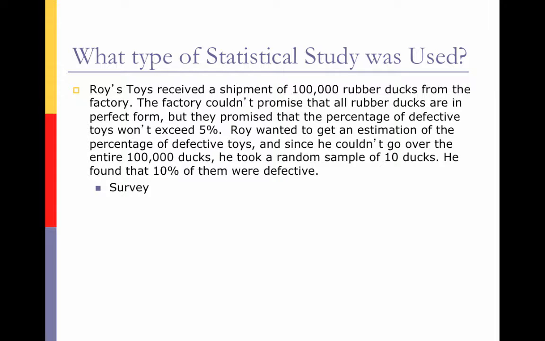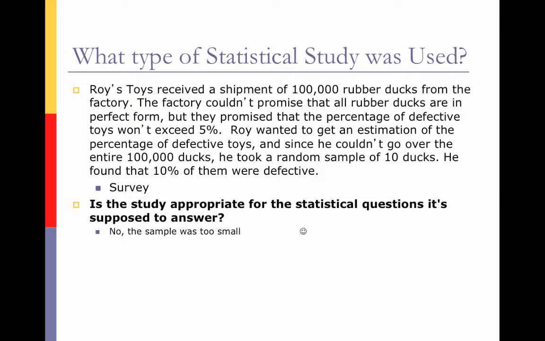Roy wanted to get an estimation of the percentage of defective toys, and since he couldn't go over the entire 100,000 ducks, he took a random sample of 10 ducks and found that 10% of them were defective. This was a survey. It's a survey because there was randomization used, but he didn't apply any type of treatment to it. He just took them and determined if they were defective or not. So that makes it a survey. He surveyed those 10 ducks.